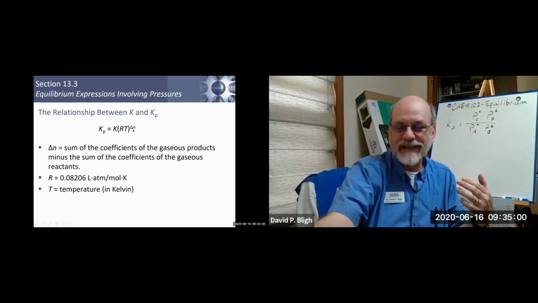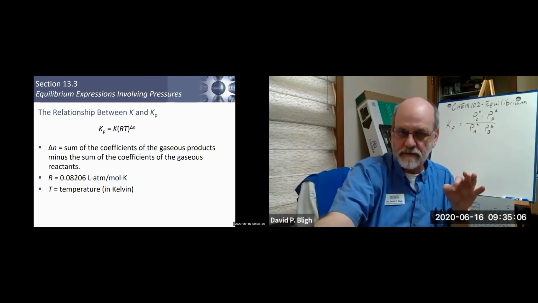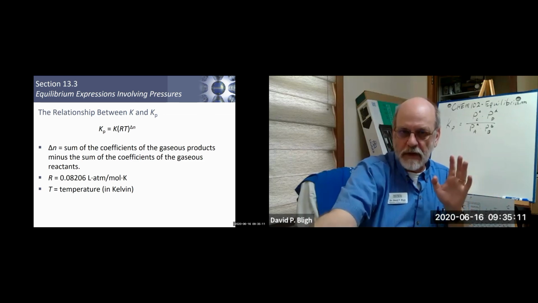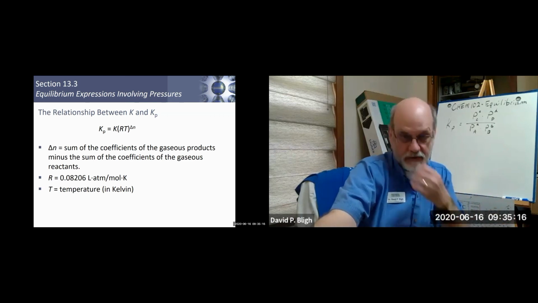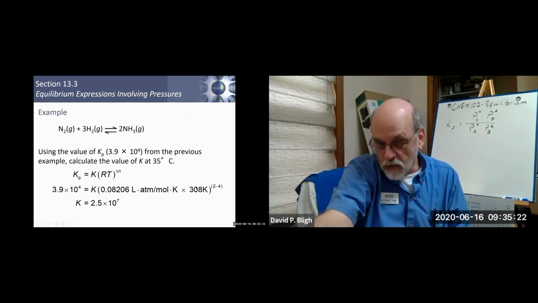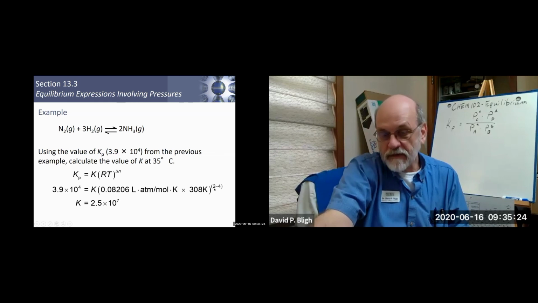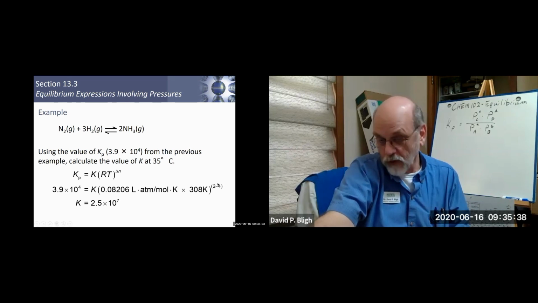But how do we know delta n, the change in number of moles? Right? You look at the coefficients, and you take the coefficients of the products, and you subtract the coefficients of the reactants, just the sum. Right? So in this case, right down here in this corner, the product is a coefficient of 2. There's 2. The reactant is 4. So that's 3 plus 1 is 4. Right?